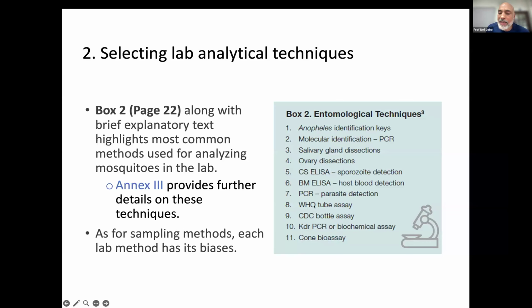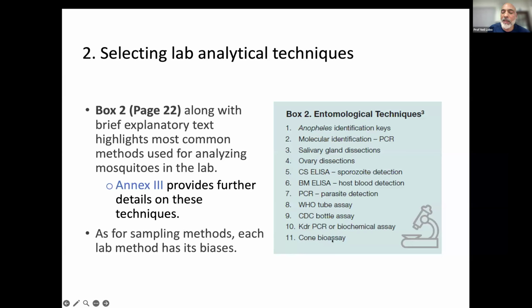The next two are the WHO tube assay and the CDC bottle assays, and both of these are used to understand insecticide resistance. The KDR PCR or biochemical assays, there are multiple, will tell us the possible molecular mechanism of insecticide resistance. And these are either PCRs or assays.